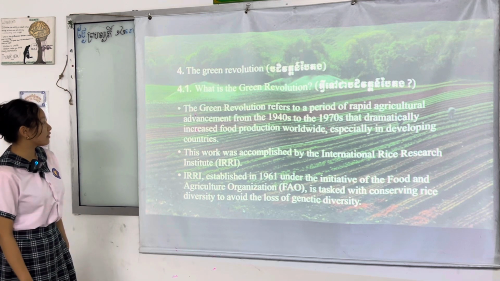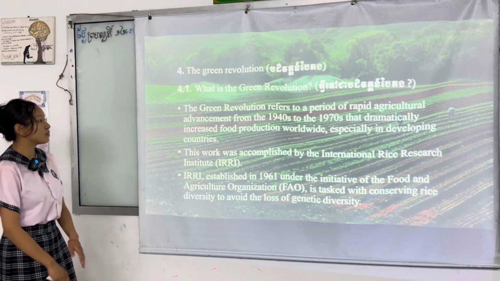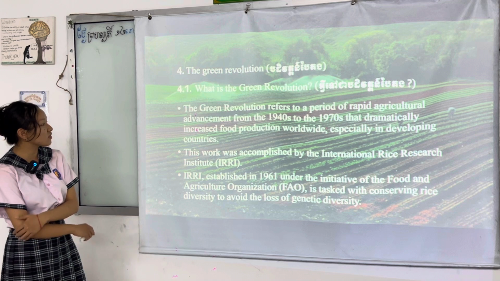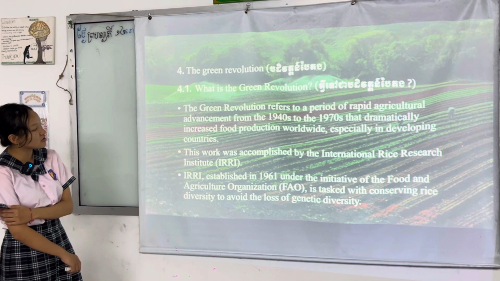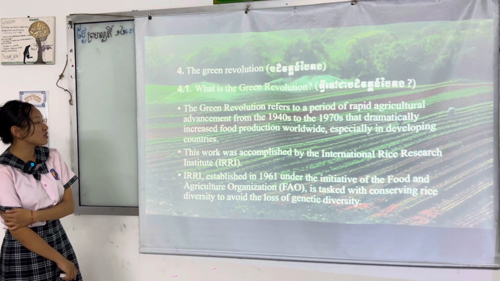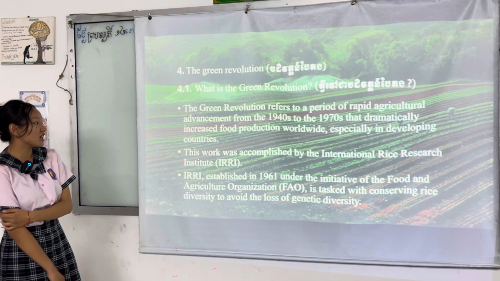4, the Green Revolution. 4.1, what is the Green Revolution? The Green Revolution refers to a period of rapid agricultural advances from the 1940s to the 1970s that drastically increased food production worldwide, especially in developing countries.